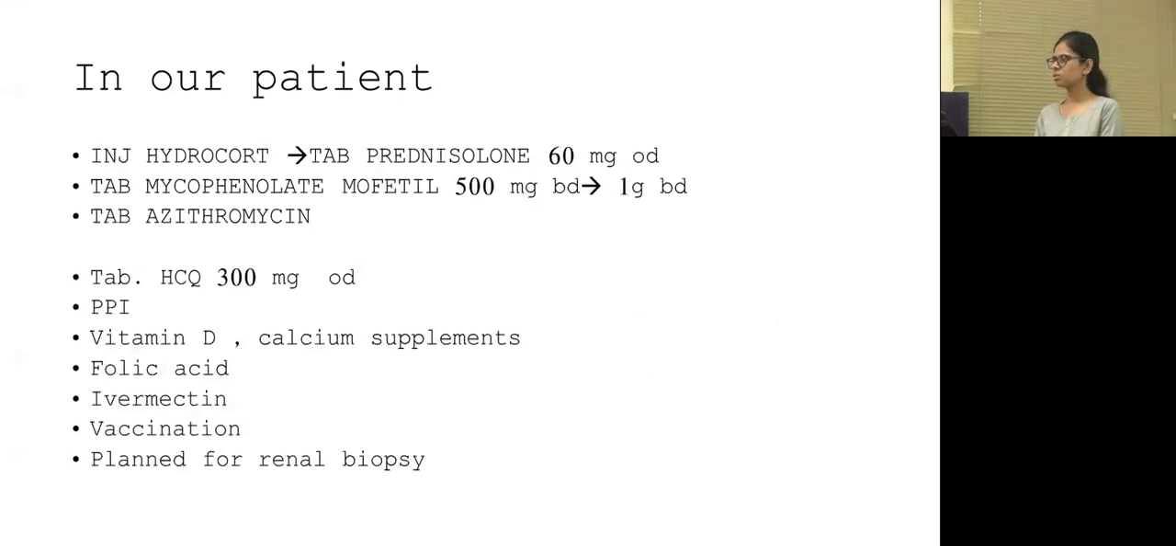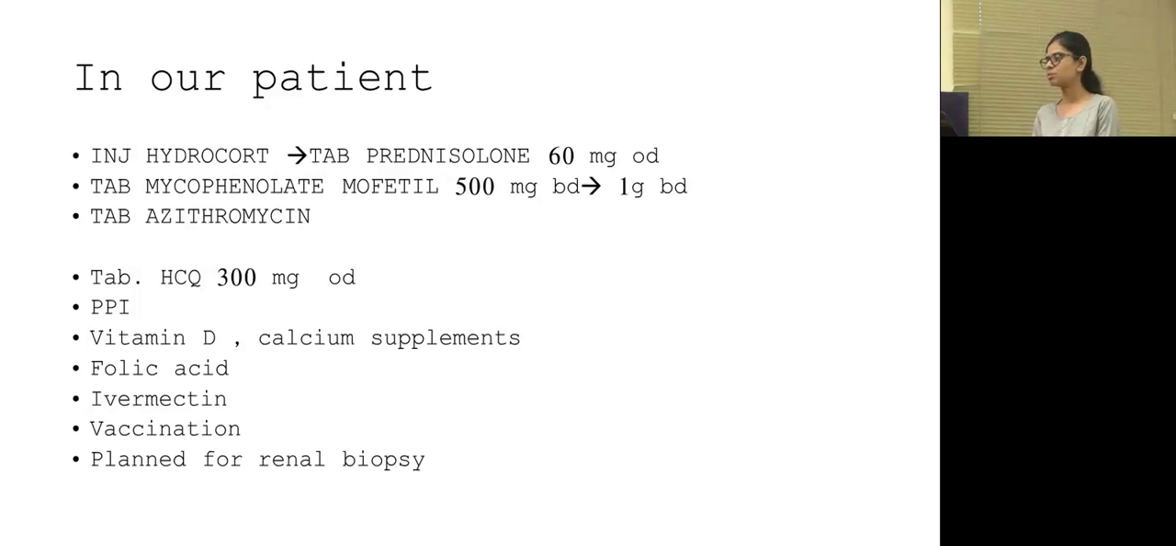He was having fever throughout the hospital stay, spiking 102, not less than 100. He was spiking a fever continuously. So we put him on injection hydrocort, suspecting MAS. And once his fever settled, we switched over to tablet prednisolone 60 mg OD, 1 mg per kg per day. We also added a second line immunosuppressant, mycophenolate mofetil, and bacterial cover.